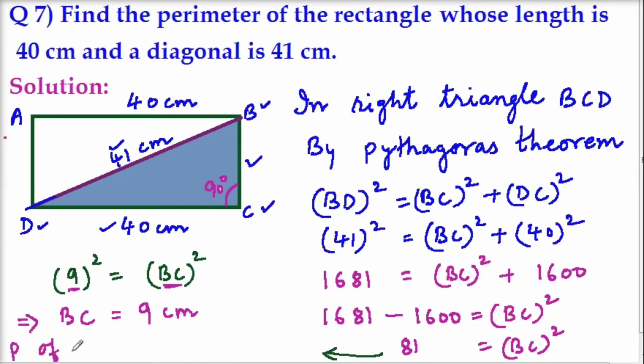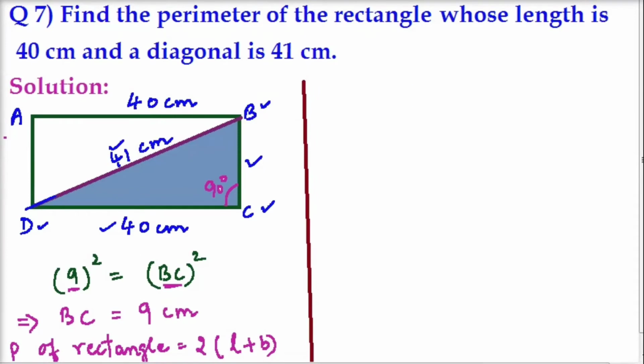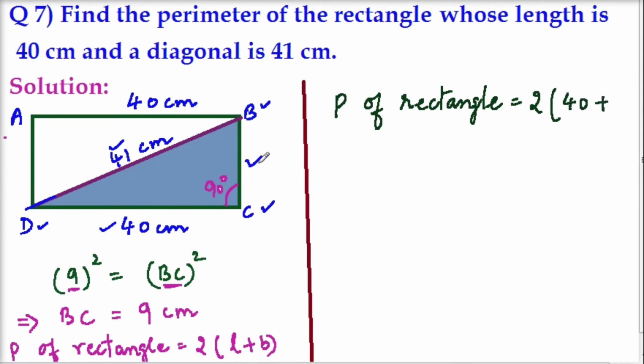Now the perimeter of the rectangle. We have to calculate the perimeter of this rectangle. We know the formula: perimeter equals 2 times length plus width. We'll put the values of length and width. Length we already have. Perimeter of rectangle equals 2 times length, we have 40, plus width, we have got 9. This is the width.